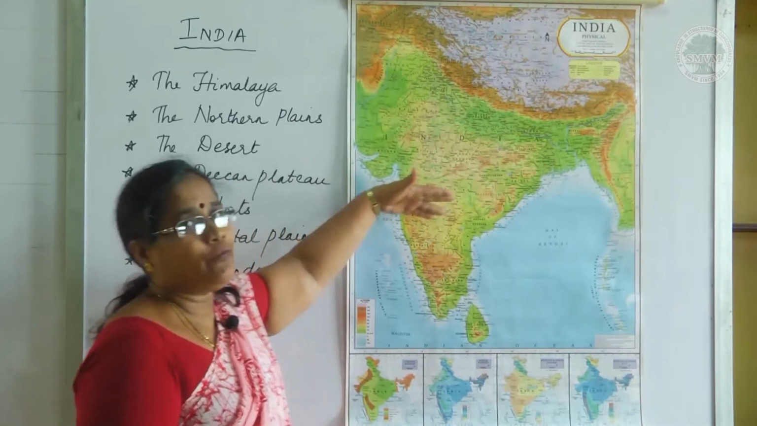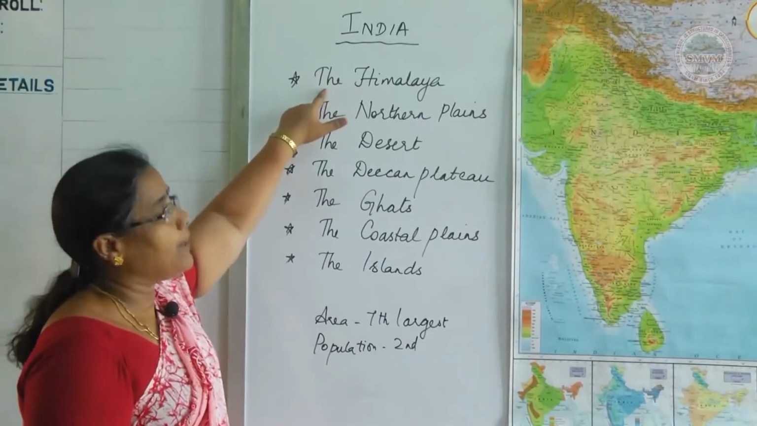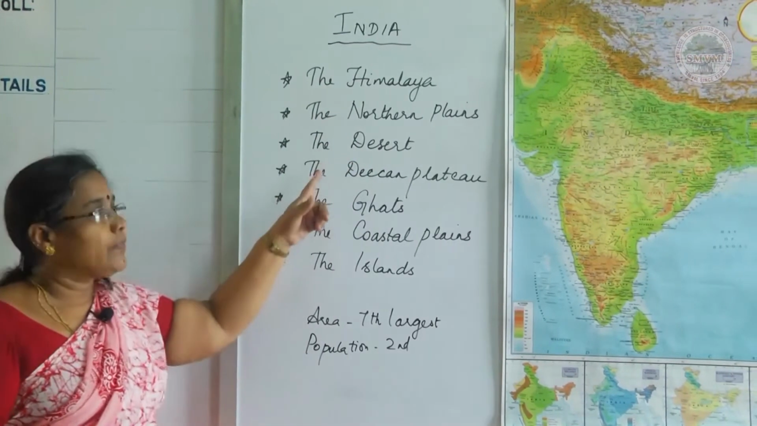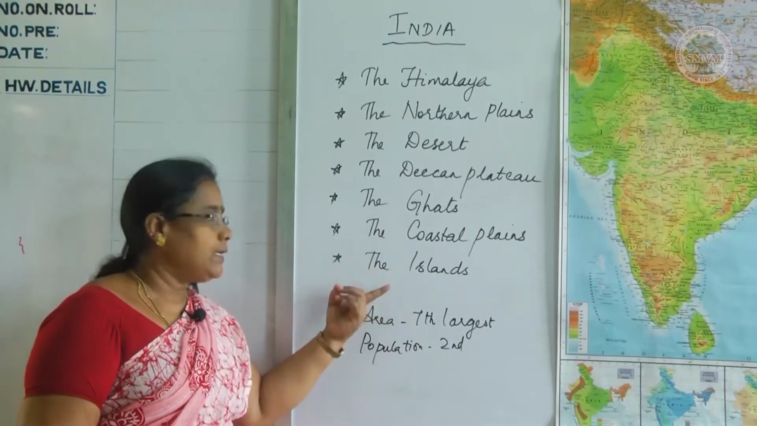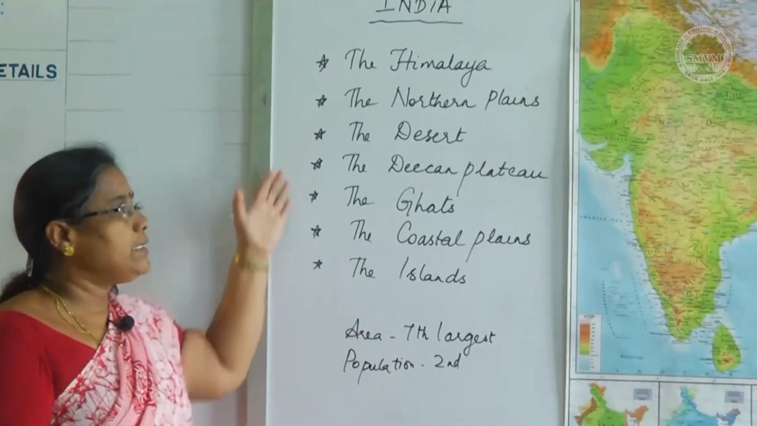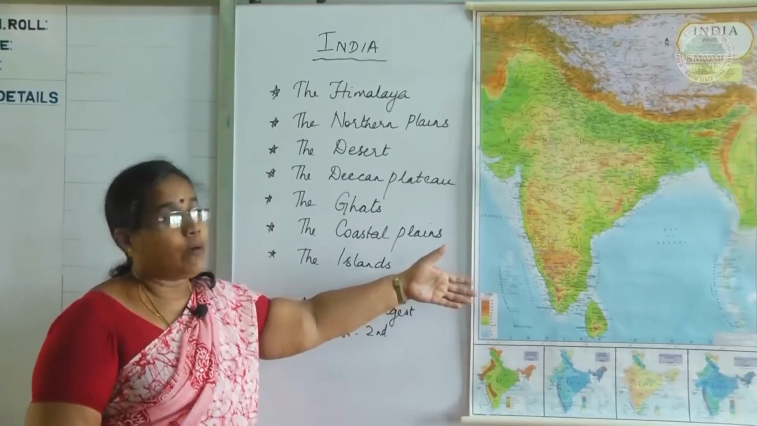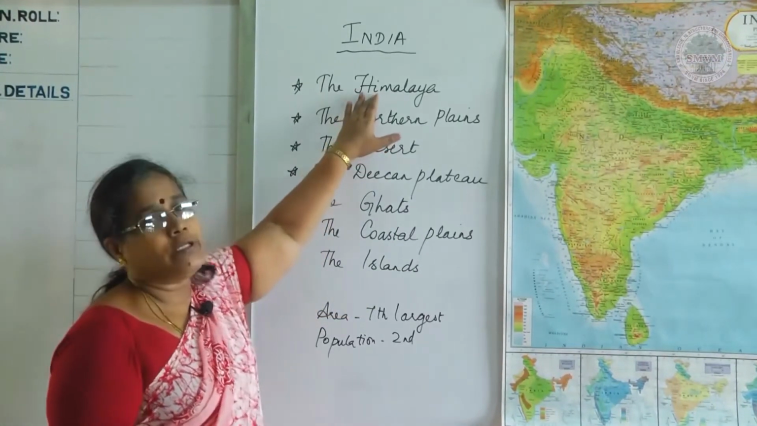The country consists of various landforms: the Himalaya, the northern plains, the desert, the Deccan Plateau, the Ghats, the coastal plains, and the islands. All these physical features make our country very beautiful because it has various landforms. Let us start with Himalaya.